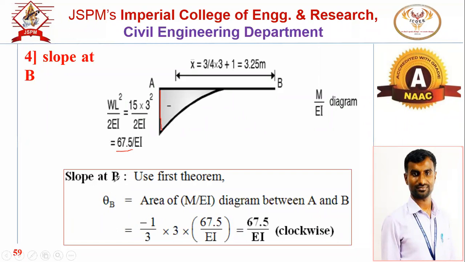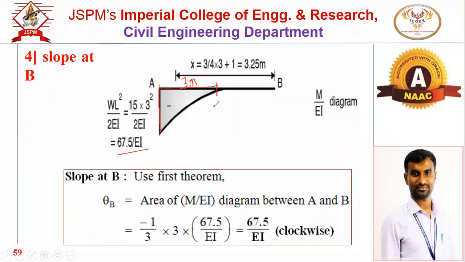Then for slope at B, the moment area first theorem states that if you have to find out the slope, then you have to find out the area of BMD divided by EI. So this is the parabolic curve, isn't it? The area will be 1/3 base into height. Here the base is 3 meter, and this height is the bending moment, that is 67.5 U divided by EI.